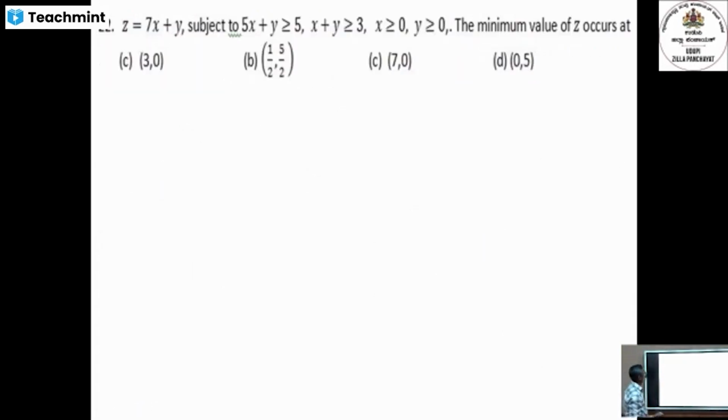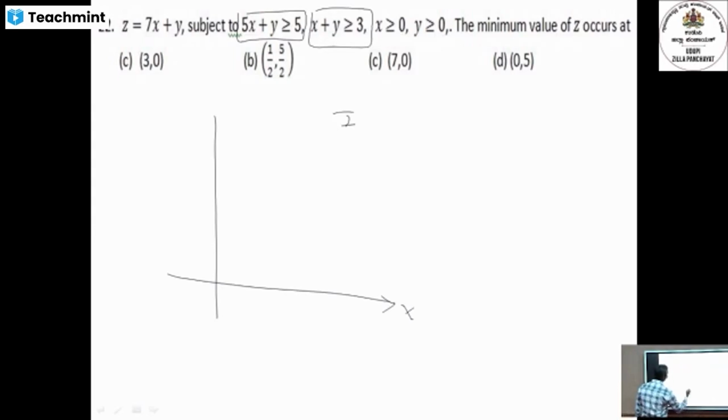Now this problem, both of them are unbounded. So the region is in the first quadrant, x greater than 0, y greater than 0. Now let us substitute; the minimum value of z occurs at... Since 5x plus y greater than or equal to 5, x equals 0 gives y is 5, and y equal to 0 gives x is 1.